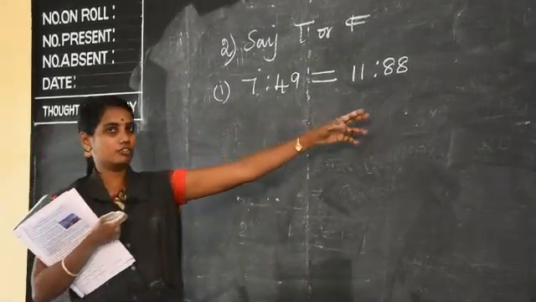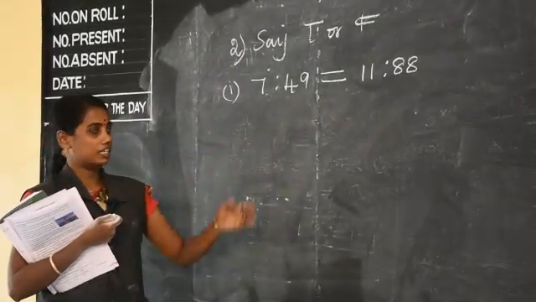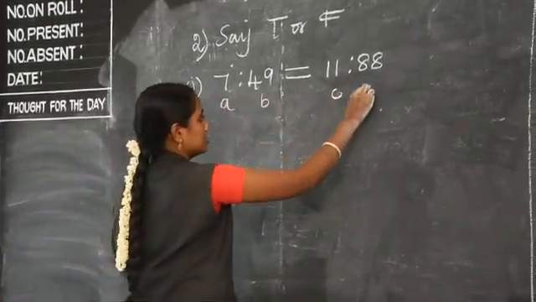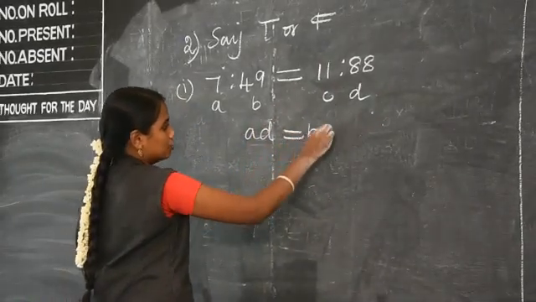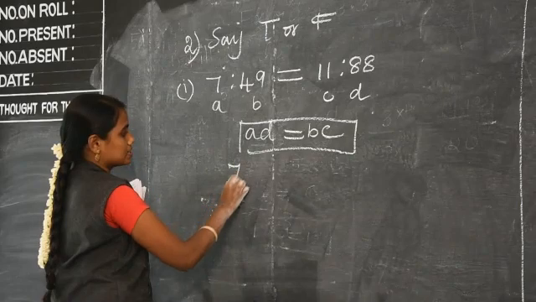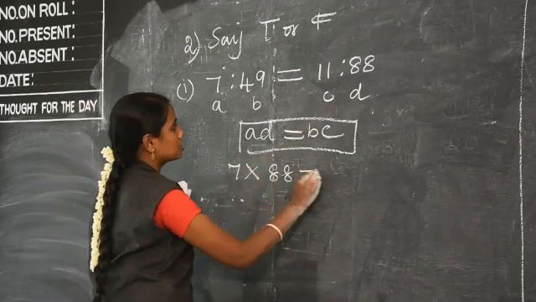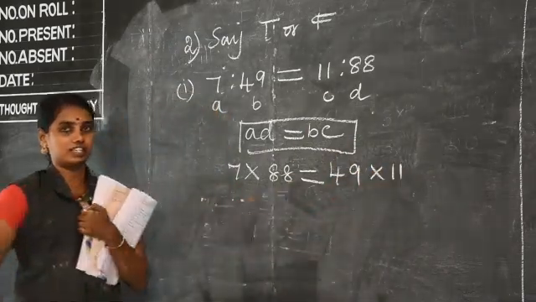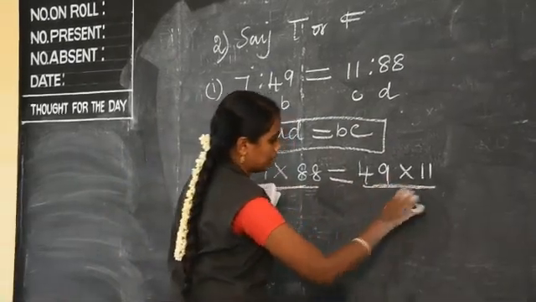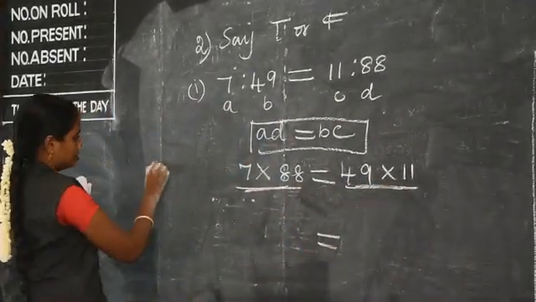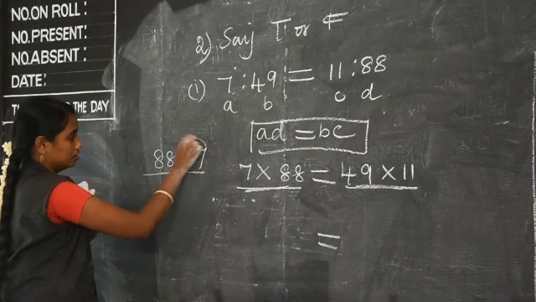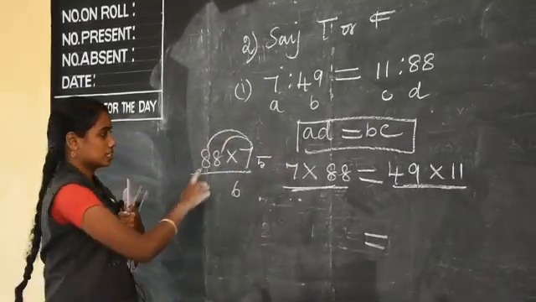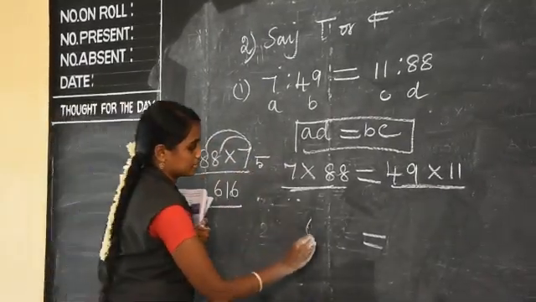It is in proportion, yes or no? Two ratios are given, so either it is a true statement or false, we are going to find out. A, B, C, D. Formula is AD equal to BC. A value is 7, D is 88, B is 49, C is 11. How will you find out whether it is equal? Both sides, when you multiply the numbers, you should get the same answer. So multiply 88 into 7: 7 8s are 56, 56 plus 5, 616.